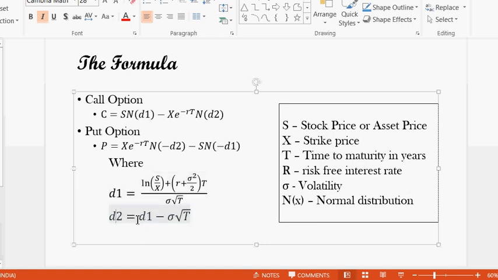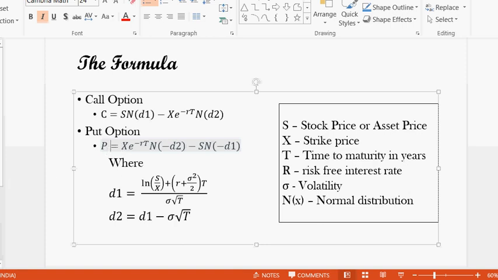Once you have calculated D1 and D2, you can substitute them in this formula to calculate the price of a call option. Similarly, to calculate the price of a put option, you have to use this formula: X into e to the power of minus RT into N of minus D2, minus S into N of minus D1. Alright, so these are the formulas for you to calculate the premium of a call option and the premium of a put option.